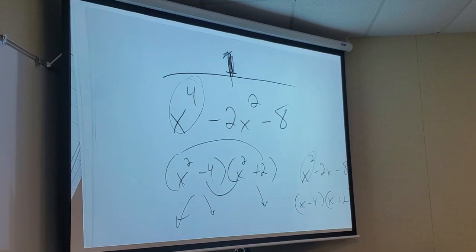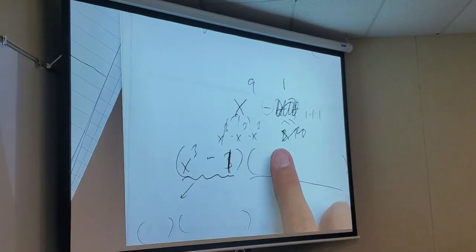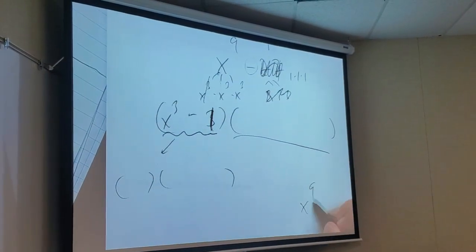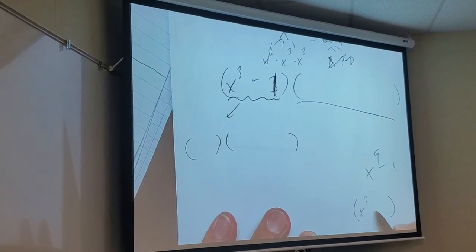Yes? So you know at the bottom how you had x to the 9 minus 1, and that was like the cubes? Yeah, let me do this a little bit again here. So it'll be x cubed minus 1.